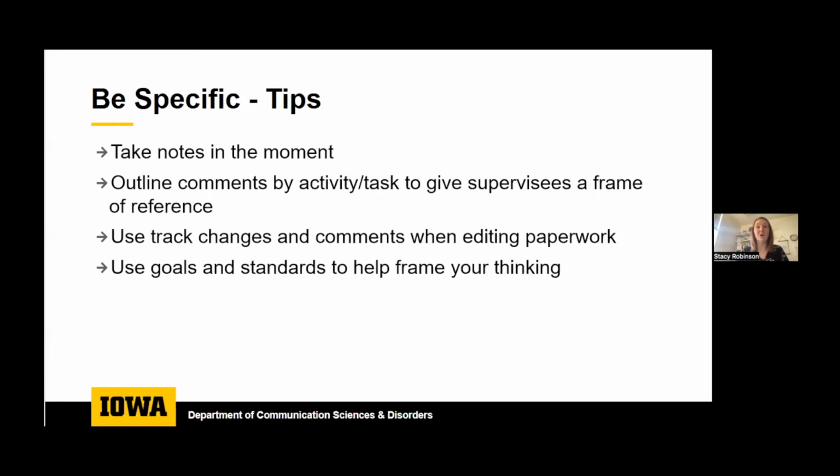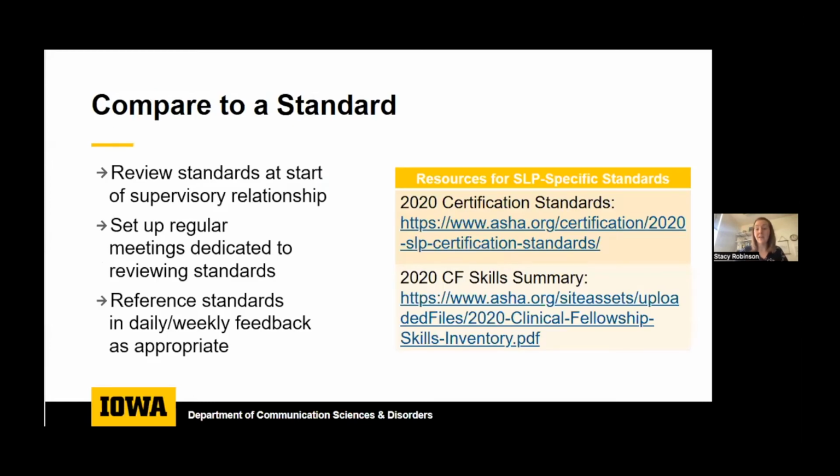So if you're having trouble thinking of specific things to comment on, referencing the universal goals and standards that we have can be helpful. So that is our next tip, to compare students to a standard. ASHA has specific standards for SLPs and audiologists that are going to be certified. And I have the link to those standards here. Clinical fellows in speech pathology also have a skills summary to, again, give them a standard.